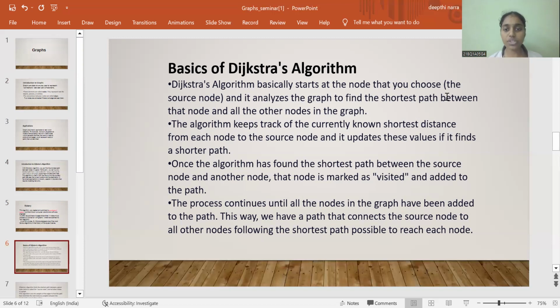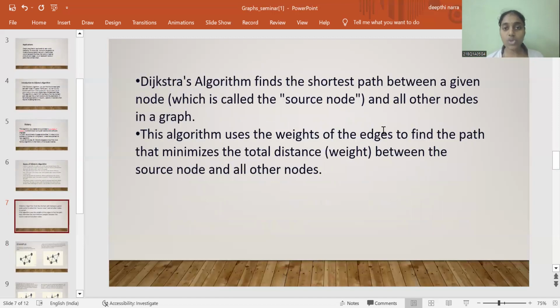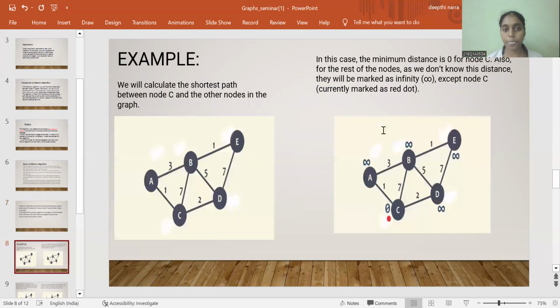Once the algorithm has found the shortest path between the source node and another node, that node is marked as visited and added to the path. The process continues until all the nodes in the graph have been added to the path. This way, we have a path that connects the source node to all other nodes, following the shortest path possible to reach each node. This algorithm finds the shortest path to all other nodes in the graph. This algorithm uses the weights of the edges to find the path that minimizes the total distance between the source node and all other nodes.